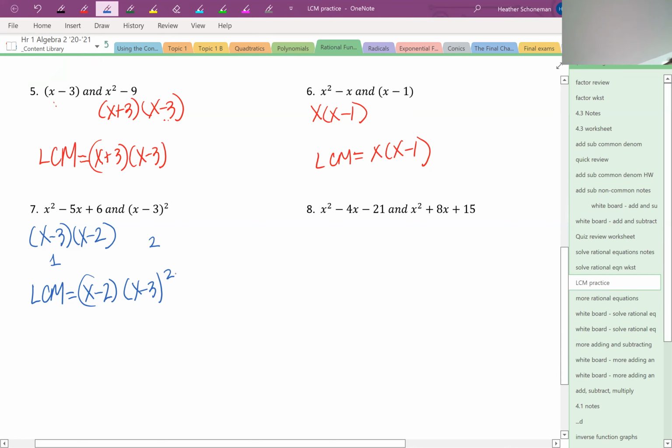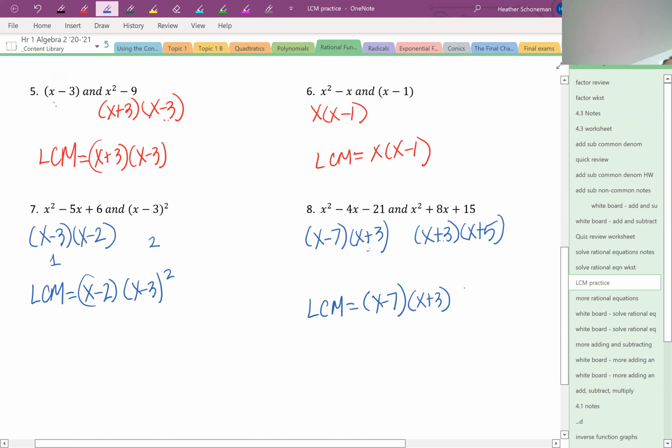All right, last but not least, on number 8, factor this, it's going to be x minus 7, x plus 3. And this one is going to be x plus 3, x plus 5. So when I'm writing my least common multiple, I need an x minus 7. Each one of them only has 1 x plus 3, so I'm not going to combine them. I'm going to write x plus 3 to show that we have an x plus 3. And then we have x plus 5.